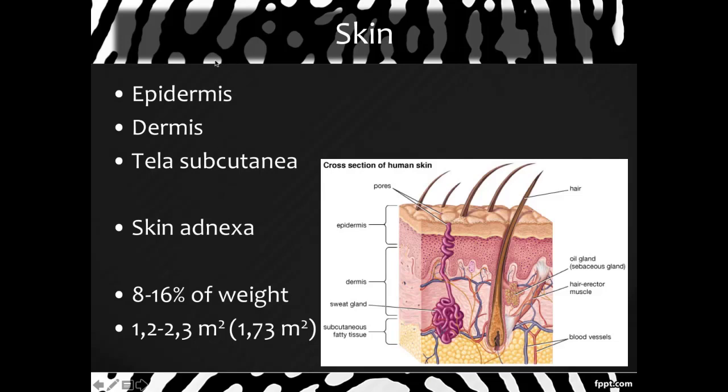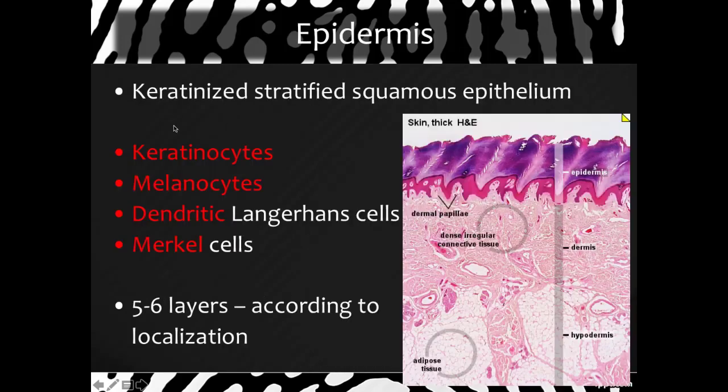But the skin itself is composed of 2 layers, the superficial epidermis and the underlying dermis. Let's start with the epidermis, which is composed of stratified squamous epithelium, which is highly keratinized, and in this layer, several cell types are found.